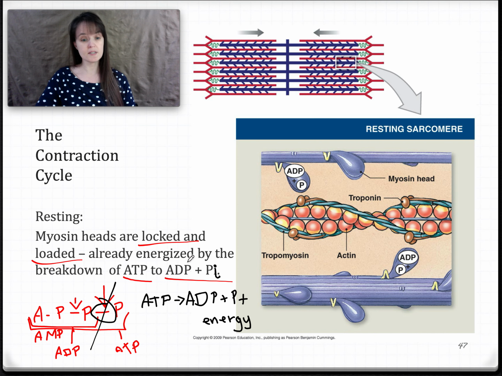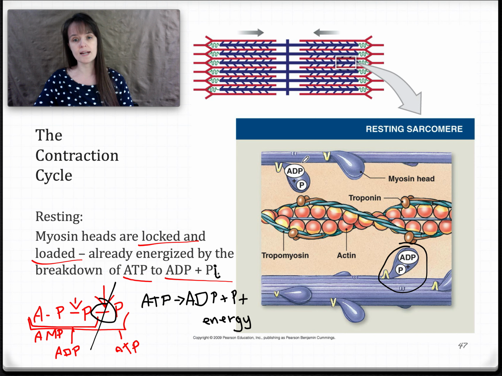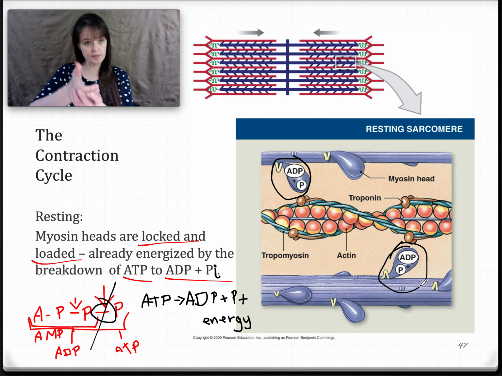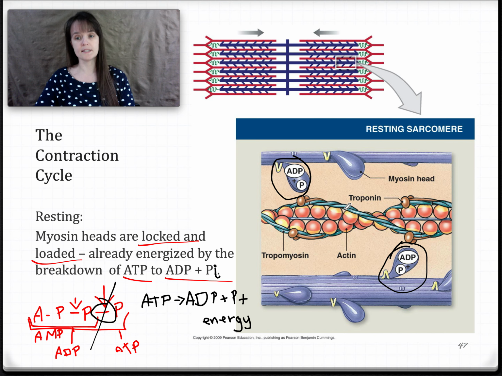So this breakdown of ATP has already happened at the beginning of our story with the resting sarcomere. These are already ATPs broken down to set to lock and load, like a gun with a cock. It's already been cocked. So it's ready, but the active sites on actin are of course covered by tropomyosin, which is held in place by troponin, and we know the only thing that can make that troponin move is calcium. So bring out the calcium.